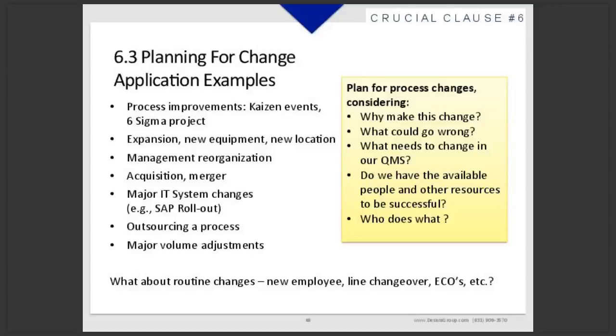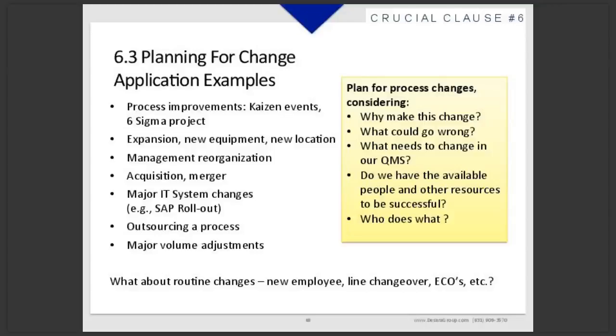When you do a big Six Sigma project, when you get new equipment or a new location, or when you have a reorganization or an acquisition or merger, when you get a big IT rollout, or if you outsource something or have a seasonal adjustment, have you really planned for it, with communicating why we're making the change, what could go wrong, what needs to change in the way we do things around here?